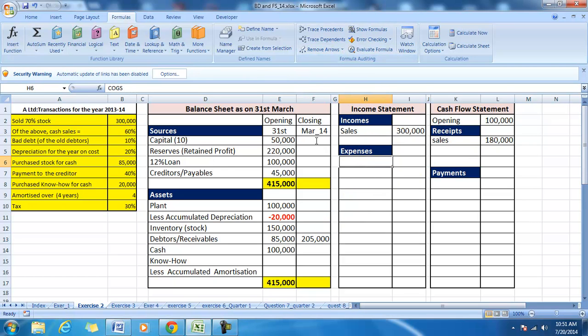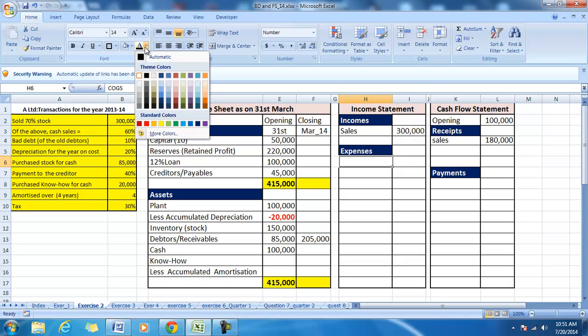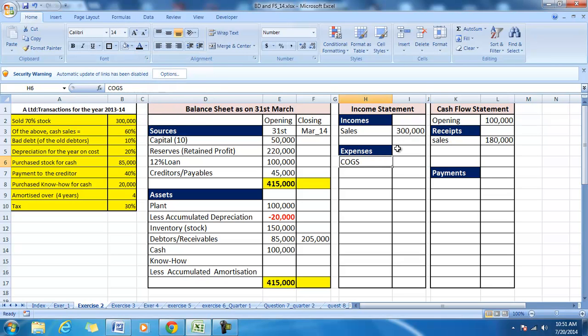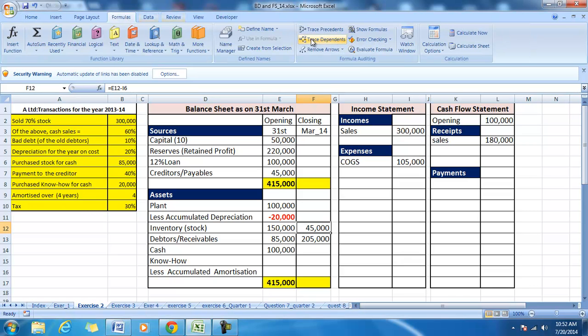Whenever there is a sale, there has to be cost of goods sold because of the matching principle, and the cost of the goods sold is 70% of the stock available. 70% of the stock is 105,000, and to that extent the stock will reduce on the balance sheet. So we can see that the change in the stock in this case is because of the stock sold, and stock sold is 70% of the stock available.